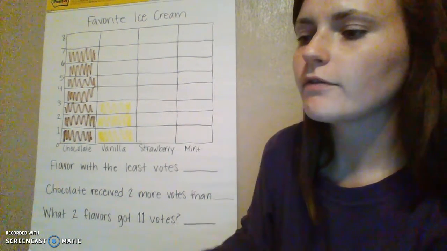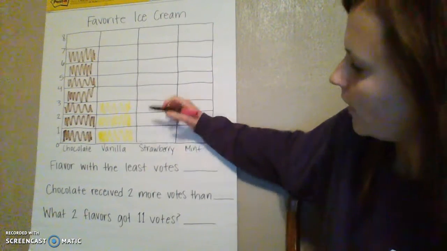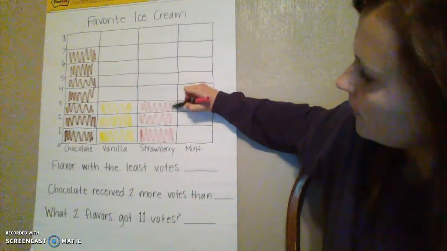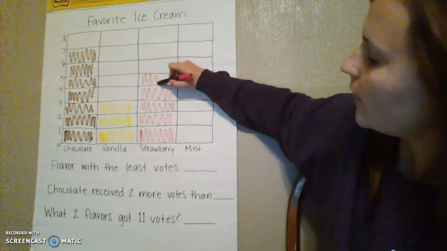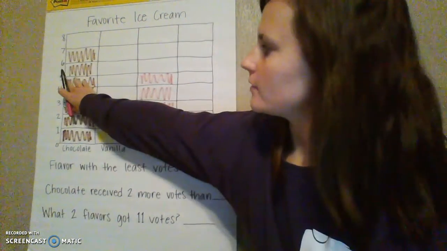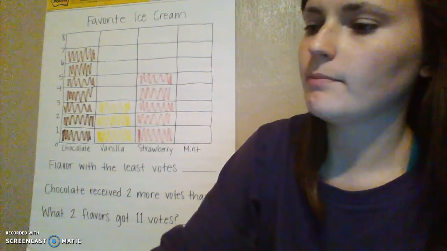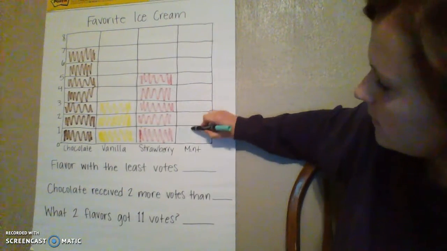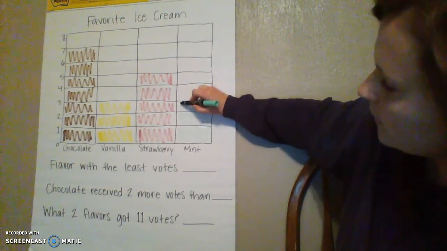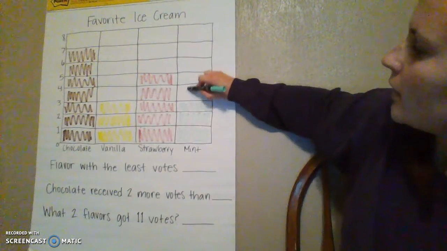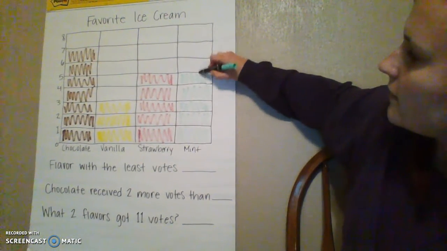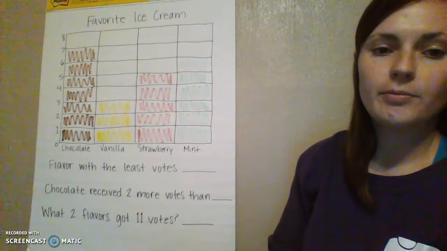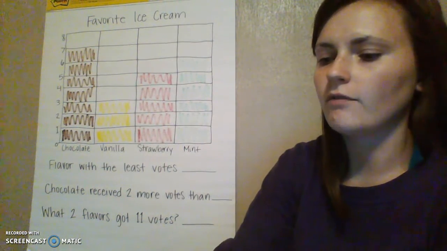Strawberry received 5 votes. So I'll color 5. 1, 2, 3, 4, and 5. I'm going to check to make sure it matches. Yes, it does. And then finally, mint received 6 votes. So I'm going to color 6 boxes for mint. 2, 3, 4, 5, 6. And so we see that chocolate goes up the highest. So most people said that chocolate was their favorite flavor of ice cream.